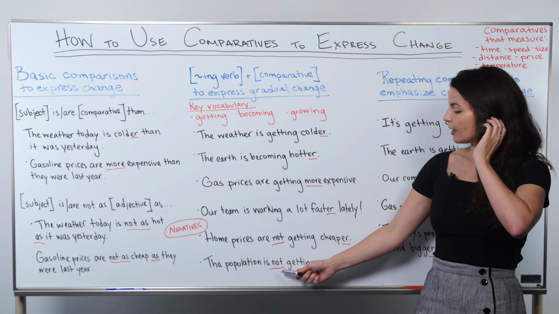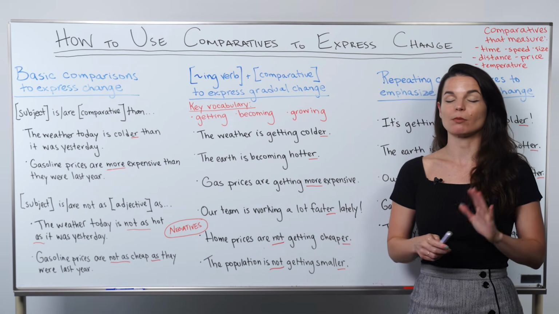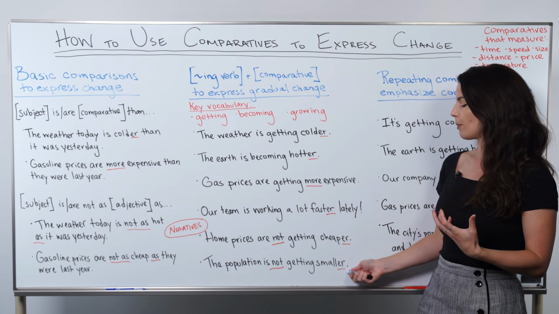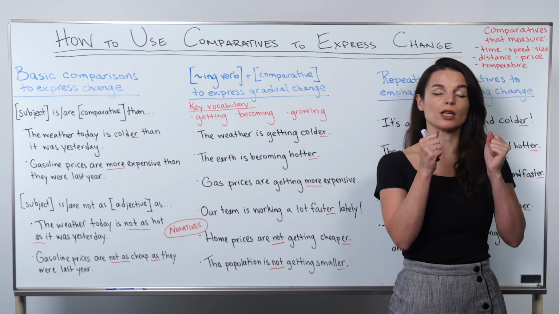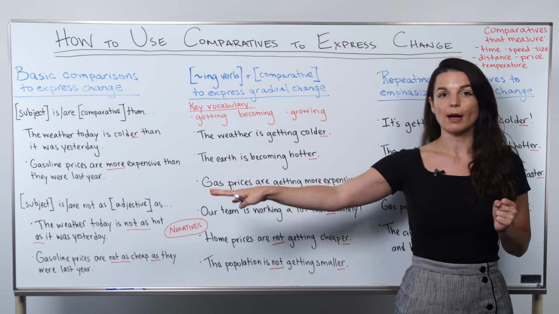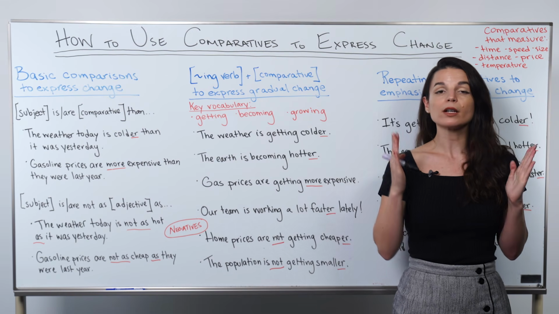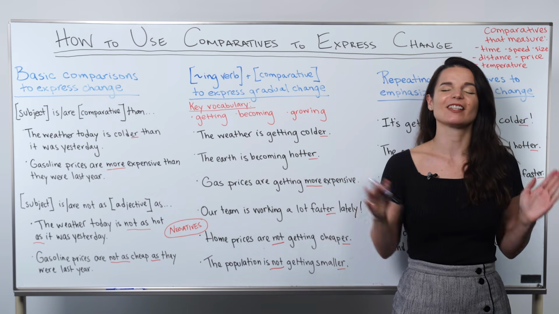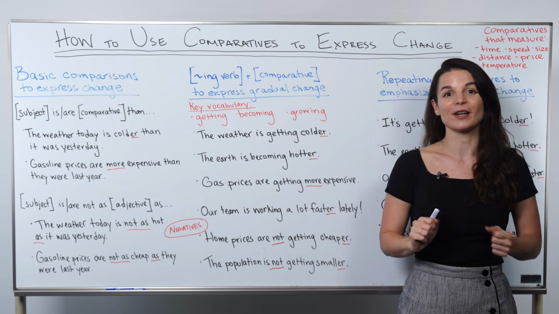Okay, one more negative then. The population is not getting smaller. So again, because we are using this comparative form, we are comparing the population now and in the past. This is the comparison, and we are saying it is not getting smaller than in the past. So basically, it's growing is another way to say this.